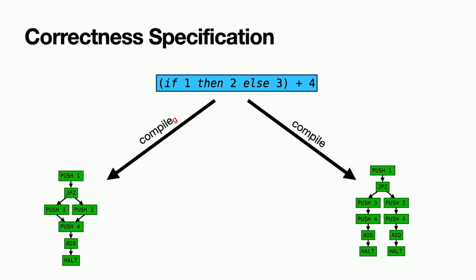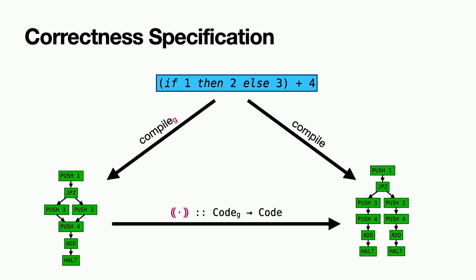And the specification is rather simple. We want that the graph-shaped code on the left here simply unravels to the tree-shaped code that the original compiler, the bad compiler, will produce, right? So it's a fairly simple specification here that we get out. It looks like this, right? So compiling for the graph and then unraveling it is the same as the old compiler.